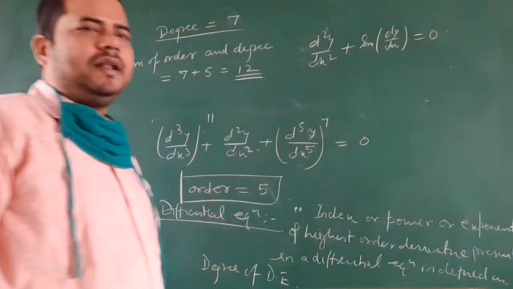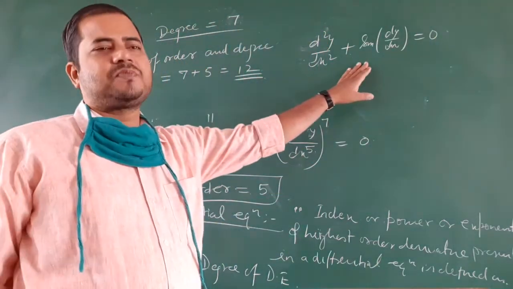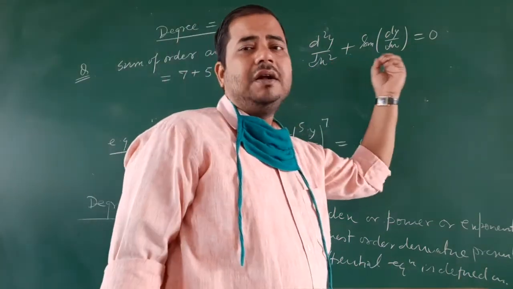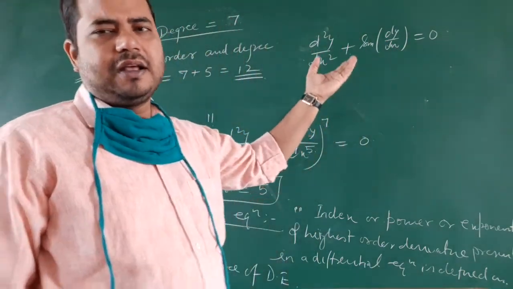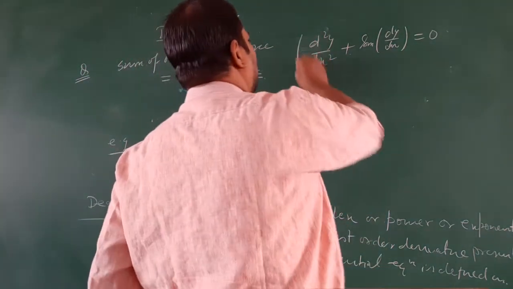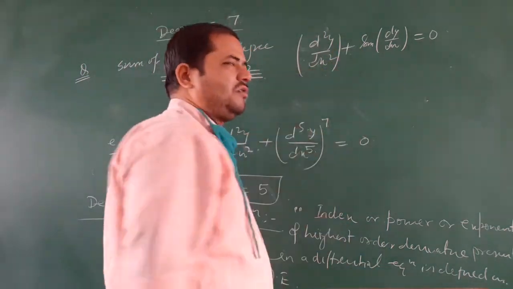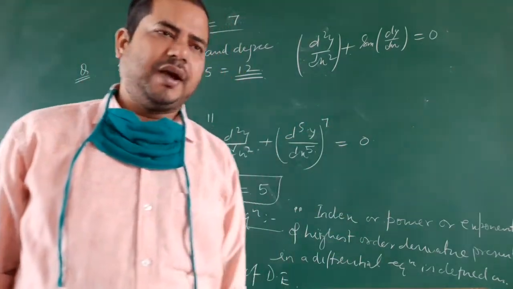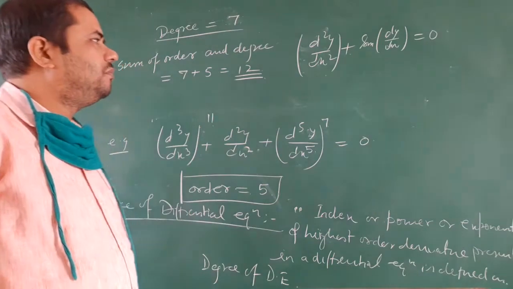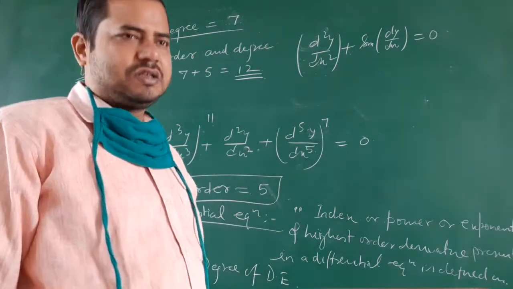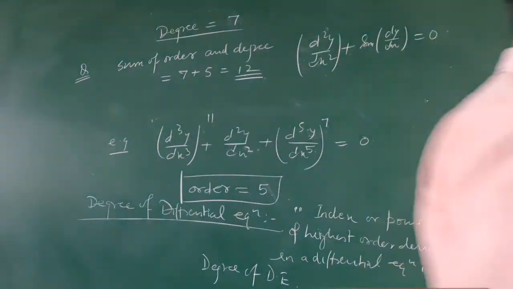You cannot find the degree of this particular equation. Okay, because this is not a polynomial in dy by dx or d2y over dx2, whatever it is given. So only you can find the order of this particular differential equation. The order is 2, but degree cannot be defined. Okay, so you can complete your exercise number first. Okay, so see, some questions are there.